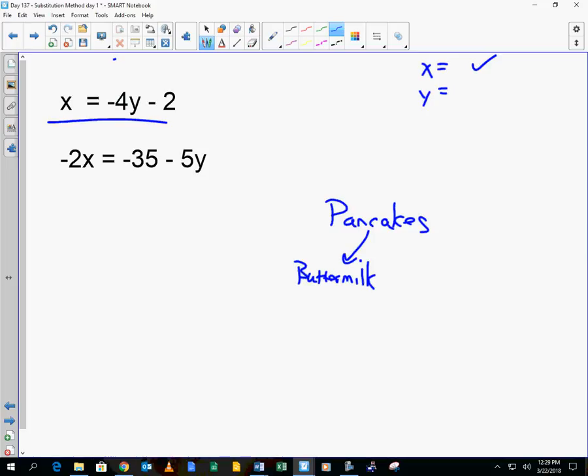What does that mean? Actually, if you take milk and you add lemon juice to it and let it sit, it actually thickens and it becomes like buttermilk. So I always have lemon juice and milk on hand. So what does it mean? What does it mean for me to substitute that for that? What does that mean?